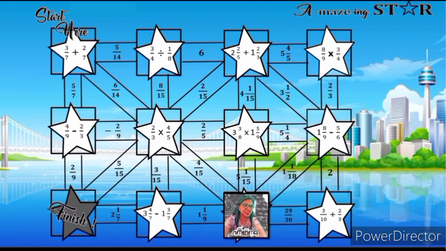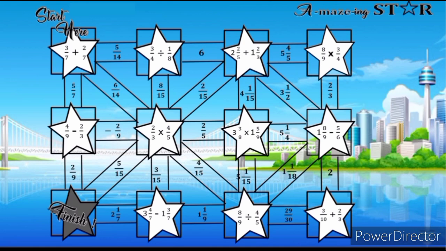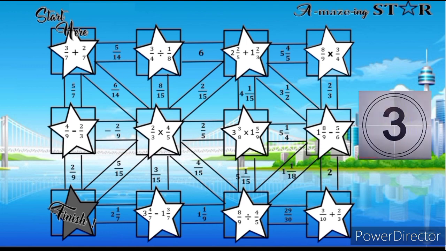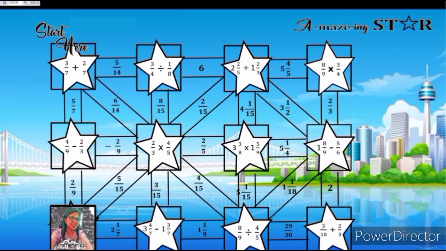Star number 8. 8 over 9 divided by 4 over 5. 4 over 15 or 1 and 1 over 9? Yes, correct. That is 1 and 1 over 9. Now let's answer the last question. To reach the finish line, 3 and 4 over 7 minus 1 and 3 over 7. Correct, that is 2 and 1 over 7. Congrats!